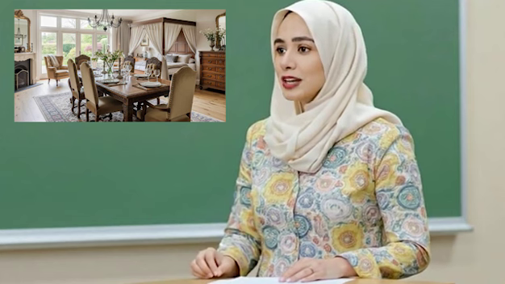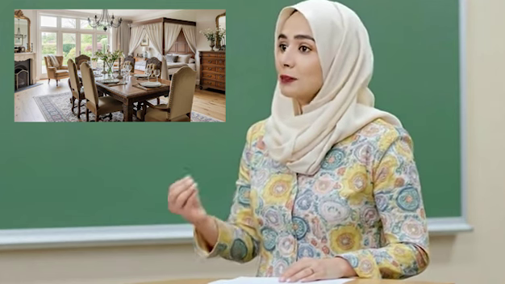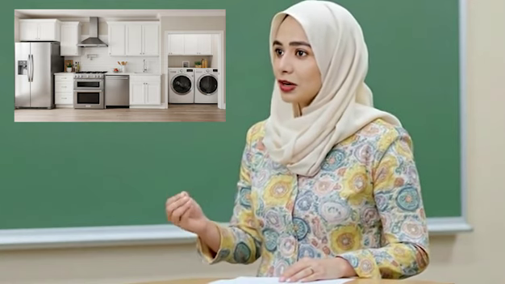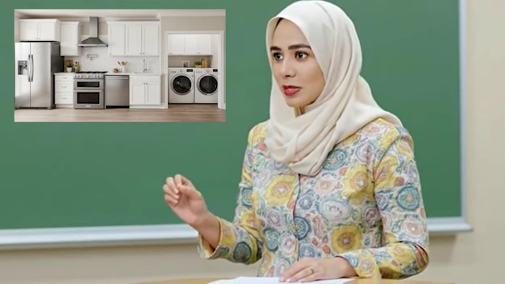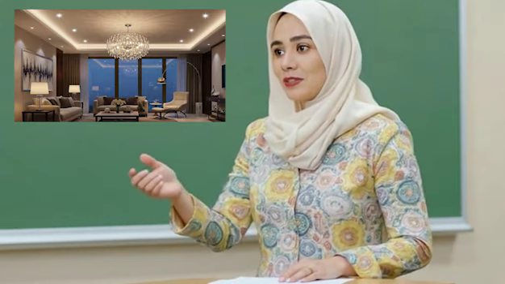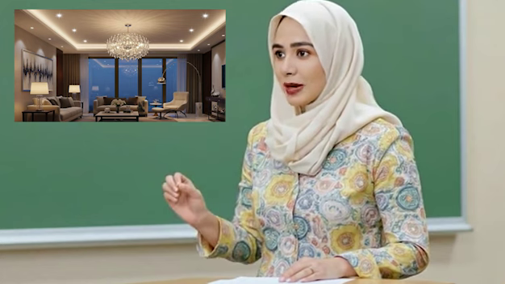Furniture, objects like tables, chairs, and beds that make a home comfortable. Appliance, machines like a refrigerator, stove, or washing machine that make life easier. Lighting fixtures, lamps, chandeliers, or ceiling lights that brighten rooms. Security system, devices like cameras, alarms, or locks that keep the house safe.